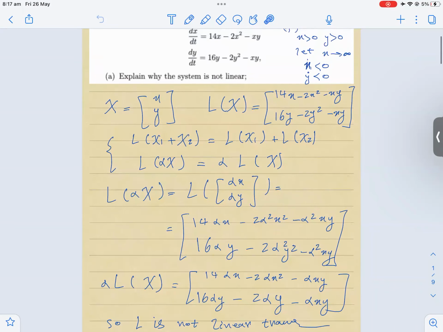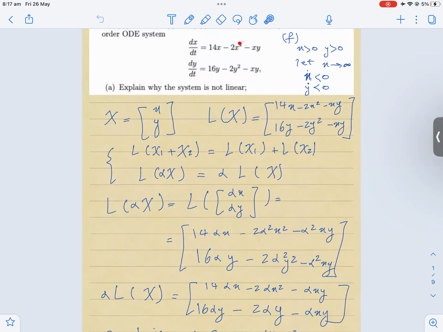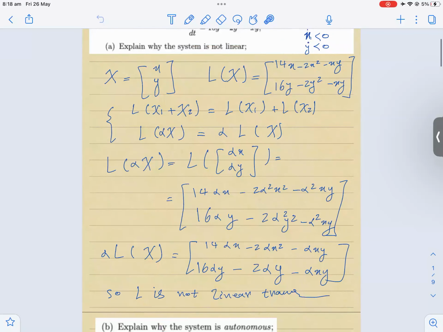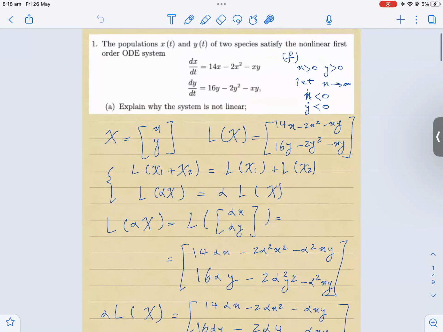Where are the problems? The problems come from this x squared and this xy. If I had just x to the power 1 and y to the power 1, then it would be linear. The total degree of xy together is 2. That's why there's a problem here and a problem here. Anyway, L is not linear. To have linearity, I should have only coefficient times x, coefficient times y.